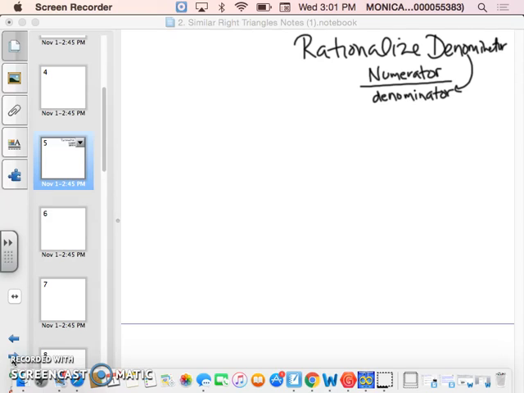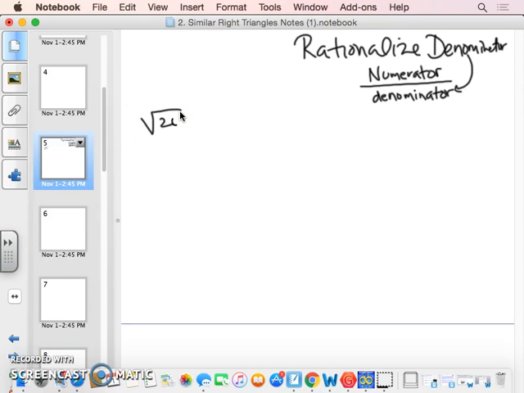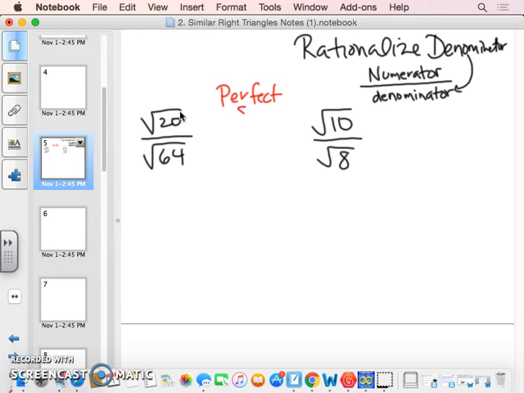We're going to look at the example of the square root of 20 over the square root of 64. And over here we're going to look at the square root of 10 over the square root of 8. So the first thing you want to look for is, is there a perfect square?